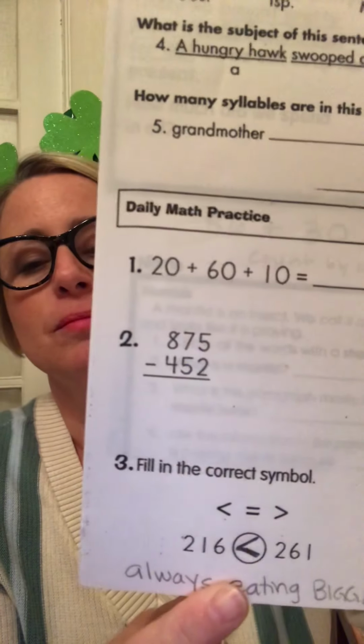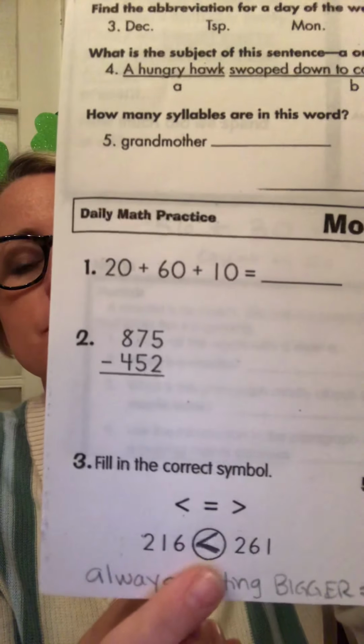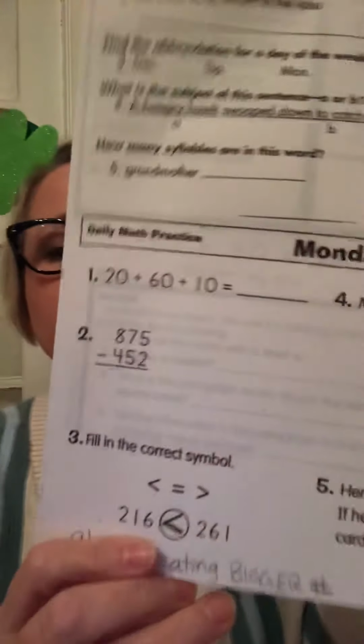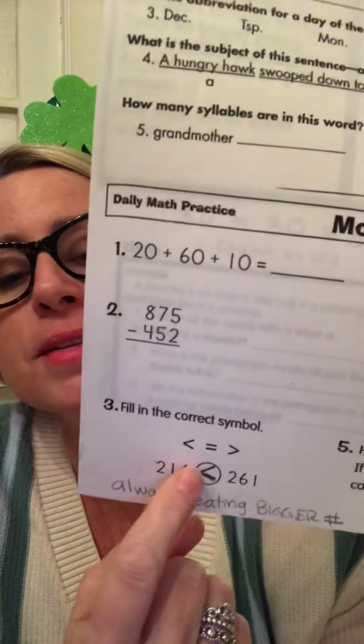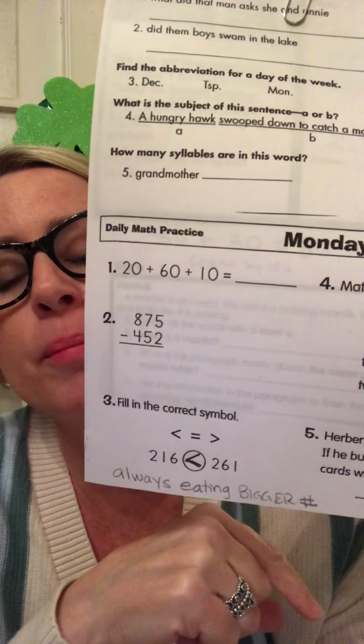Down here at the bottom, fill in the correct symbol. I know we get this confused sometimes. This is for my math class. So, greater than, less than, and equal to. But what's important to remember is the symbol is always chomping towards the bigger number.